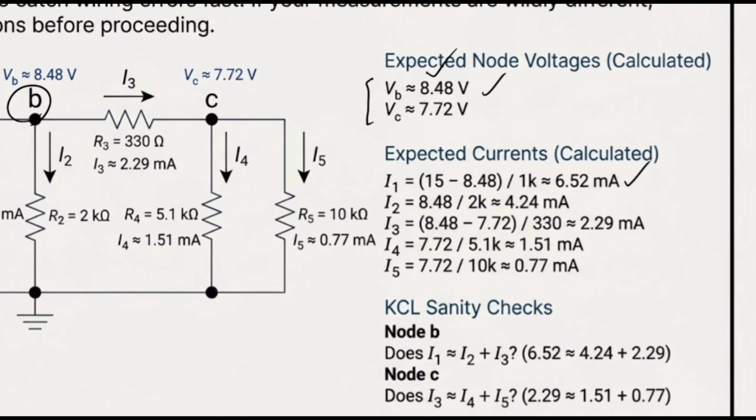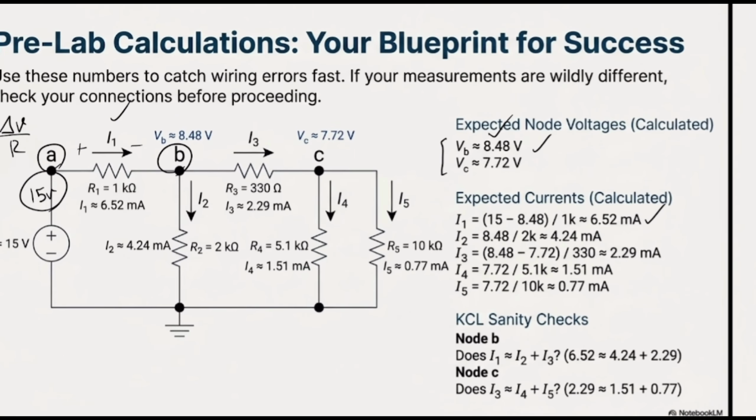Then for I2, we can do the same thing. I2 is VB subtracted by ground divided by 2K. So as you can see, we do have I2 over here. I3 is VB subtracted by VC divided by 330. By the way, guys, be very careful, because at some point we have the K and at some point we have the ohms itself. It is better to convert all of your Ks to ohms in order not to get confused or have any problem with the calculation.